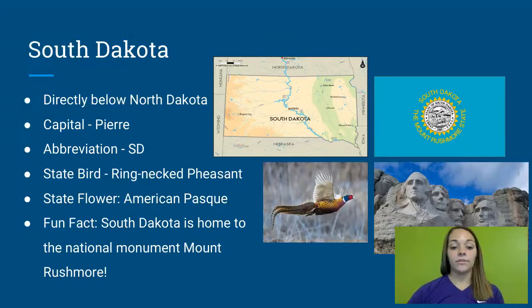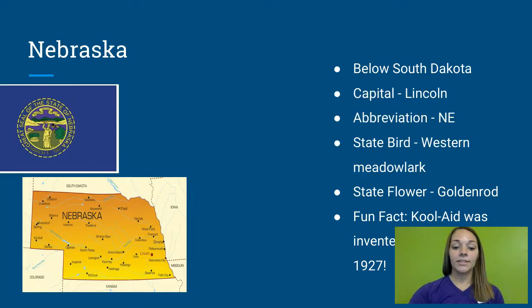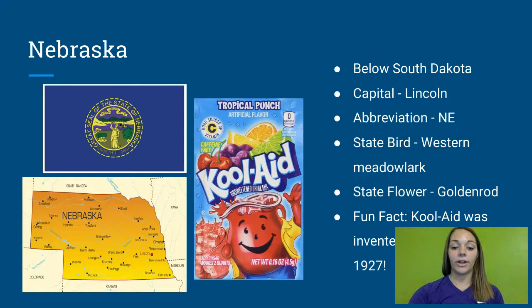Next is Nebraska. Nebraska is below South Dakota. The state capital is Lincoln. The abbreviation is NE. The state bird is the western meadowlark. Nebraska is known for the creation of Kool-Aid.